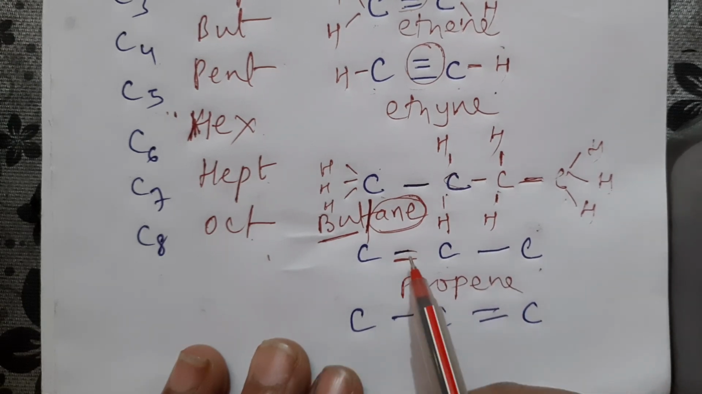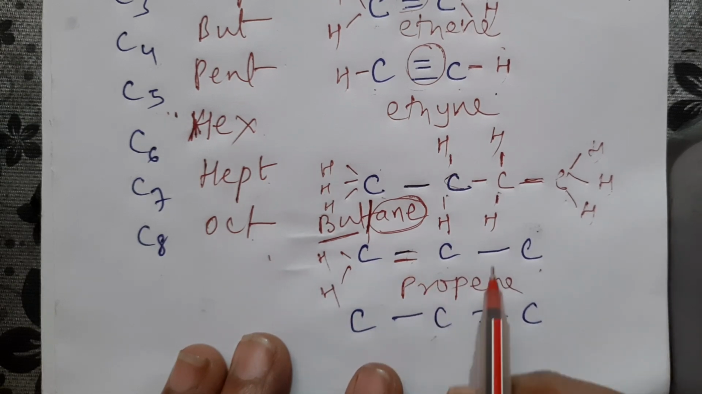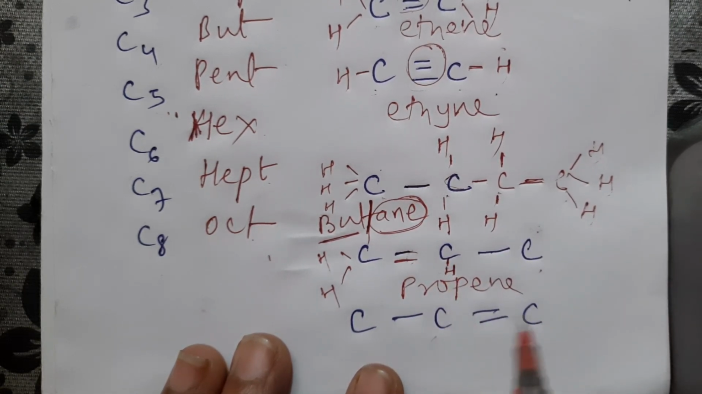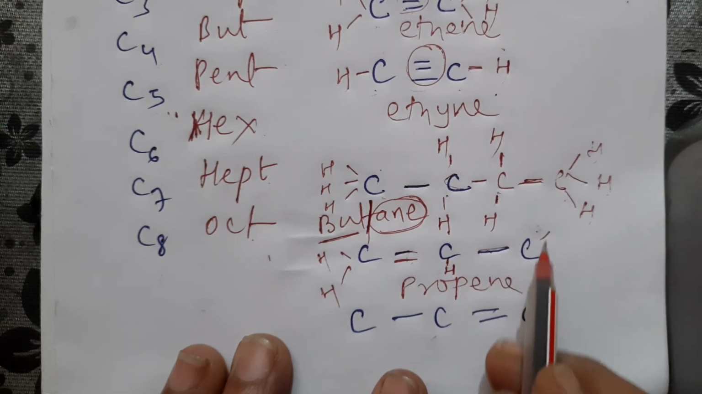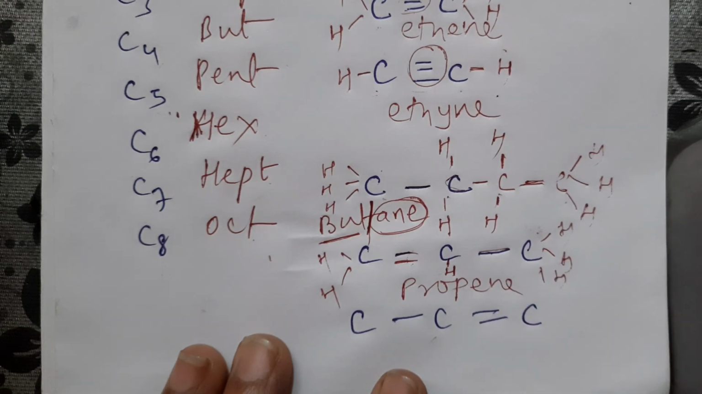Now count out the valencies. 1, 2. So 2 hydrogens are needed. 3, 4. 1, 2, 3. Already 3 are there. So only 1 hydrogen is needed. Here only 1 is there. So 3 hydrogens are needed. So simply you need to count out the hydrogen and complete the structure.